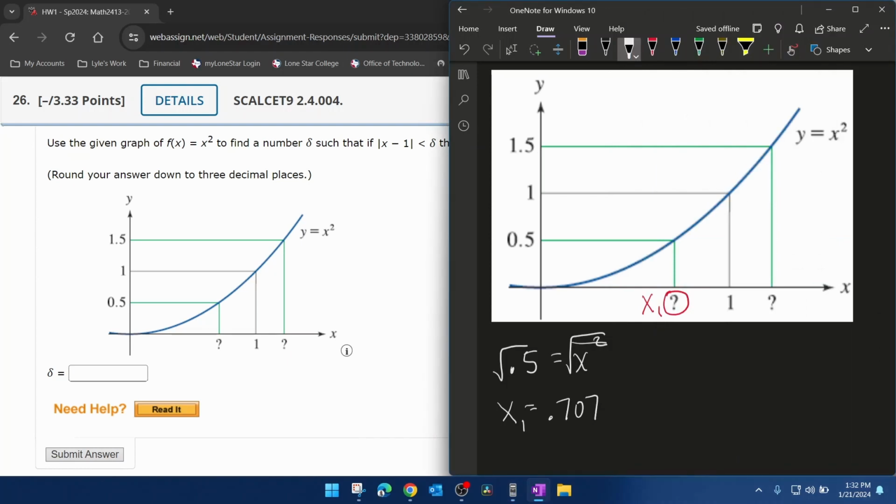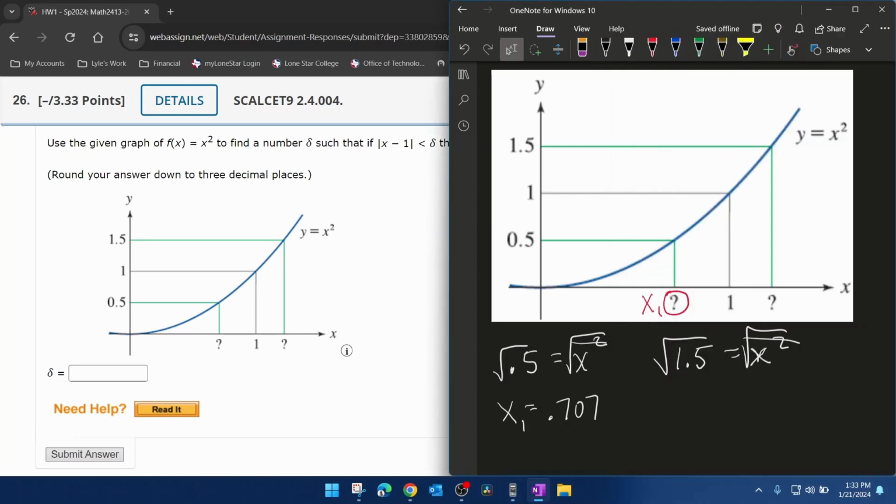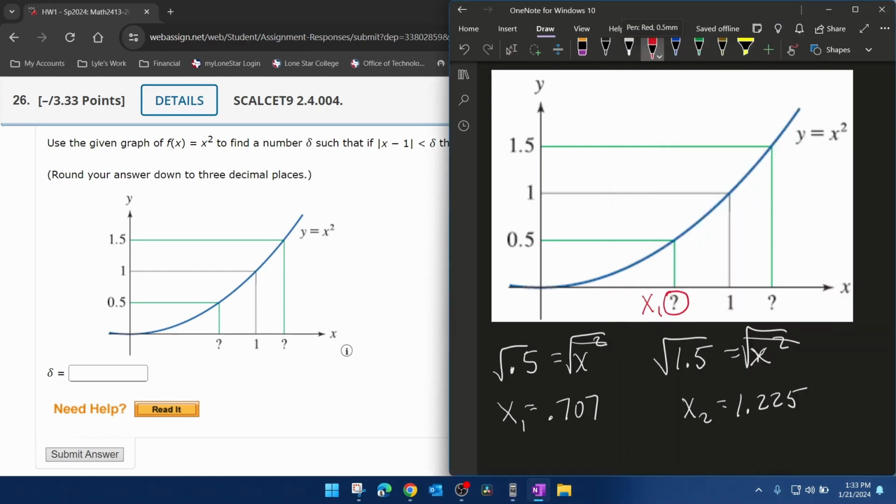0.707. Now then, our other y value, 1.5, plugging that into our equation and taking the square root to solve for x. On the class whiz, square root of 1.5 as a decimal, rounded to 3 places, 1.225. So here x2, 1.225. Checking that one more time to make sure I rounded correctly. And that's going to be this value.